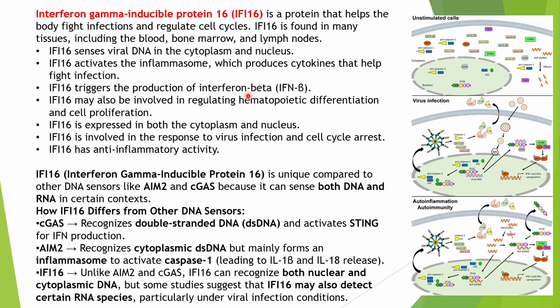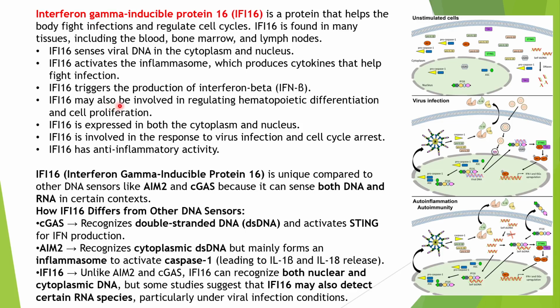Interferon gamma inducible protein 16, that is IFI16. This is a protein that helps the body fight infections and regulate the cell cycles. So your IFI16 is found in many tissues, including blood, bone marrow, and lymph nodes. Its major functions are it senses viral DNA in the cytoplasm and nucleus, and then it activates the inflammasome and produces cytokines that help fight infections. It also triggers production of interferon beta, your type 1 interferons.